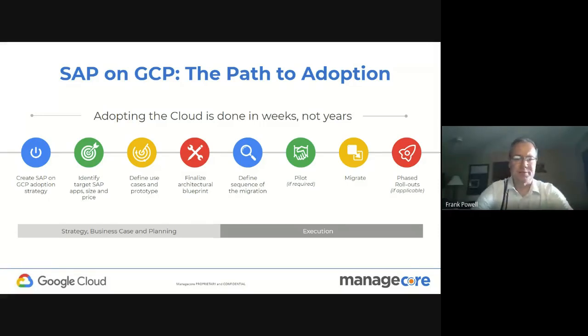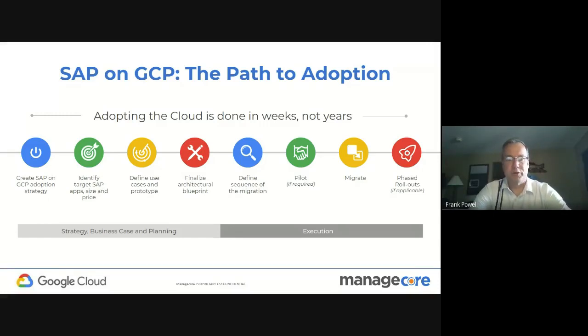Sometimes it's cost, sometimes it's modernization, sometimes it's getting out of the CapEx spending model of having to repurchase hardware every 3 to 5 years. But you want to identify that, and then that will help us develop the path and the right strategy for you going to the cloud.